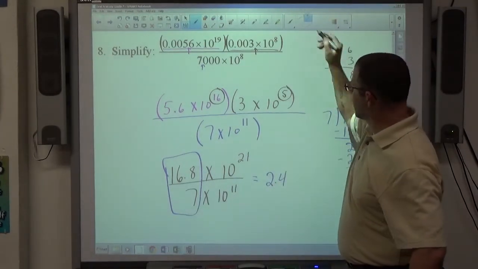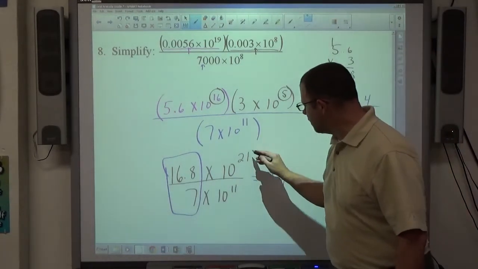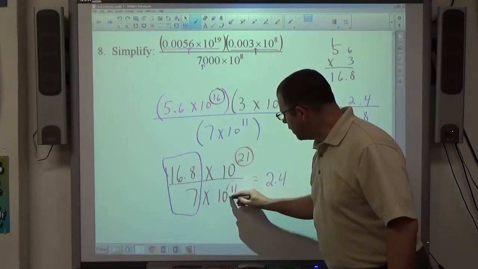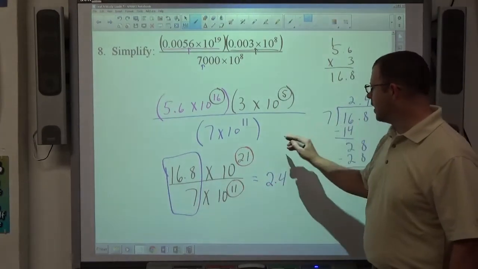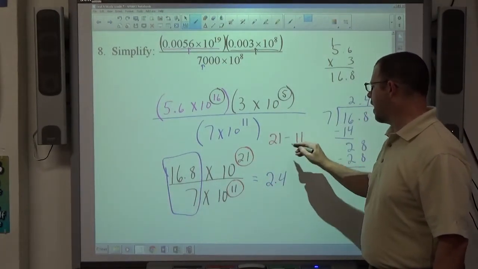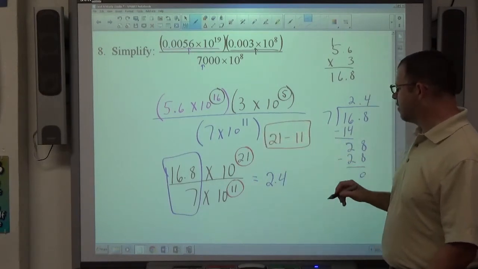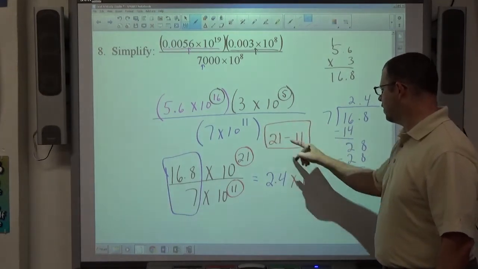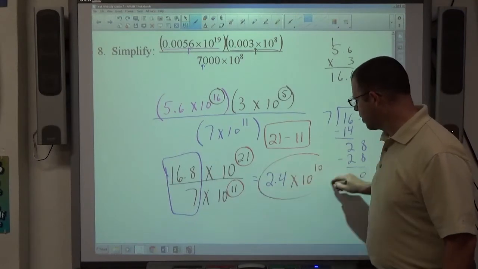And I've said this like 50 times now. I'm going to say it one more time. Write down the subtraction problem. You take the top power minus the bottom power. Look at that subtraction problem to establish the power of 10 you're supposed to get. 21 minus 10 is 10. Okay.